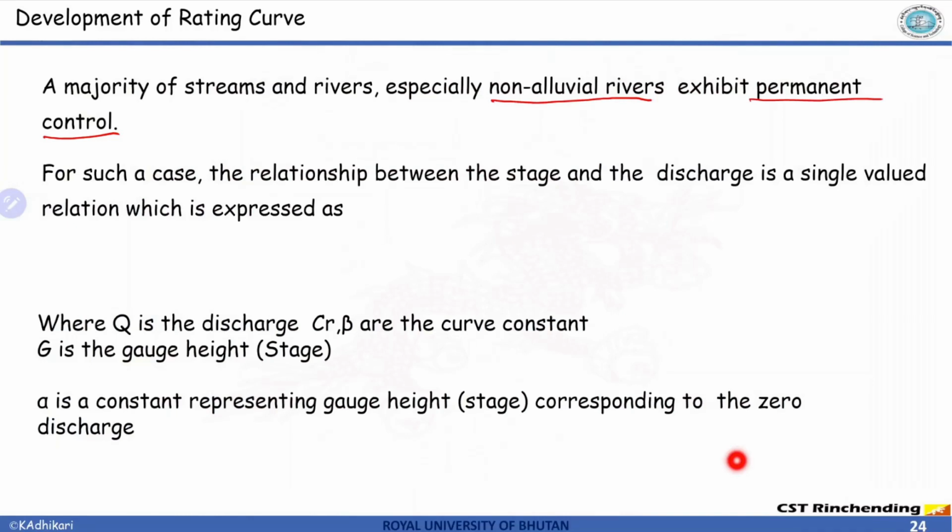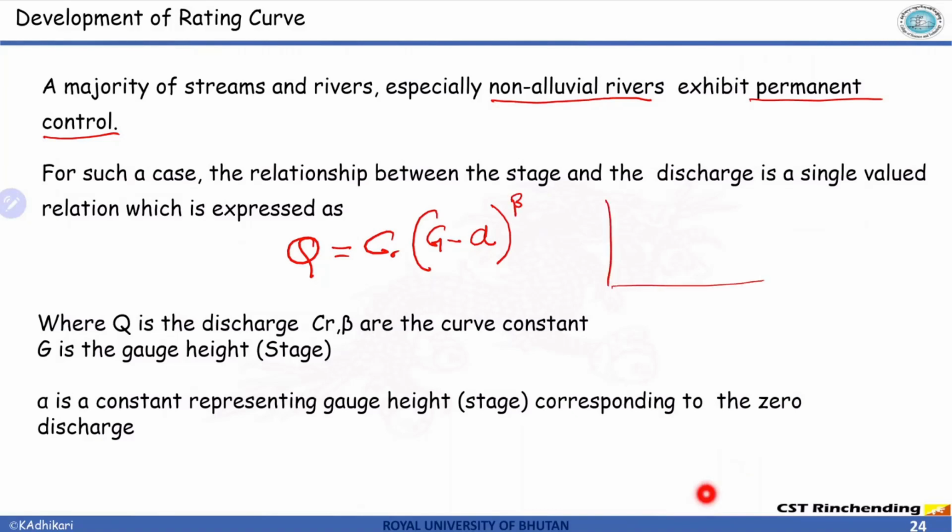If it is having a permanent control, then discharge can be related to the stage in the form of this equation, where G is the stage, A is the gauge value where there is zero discharge, and the bracket is raised to the power beta. This equation represents this curve. So any rating curve can be elegantly represented in this form.